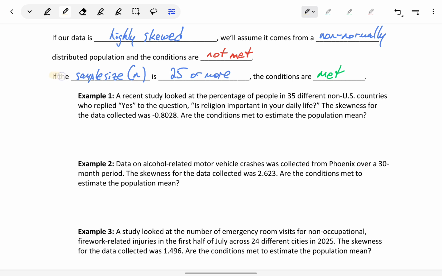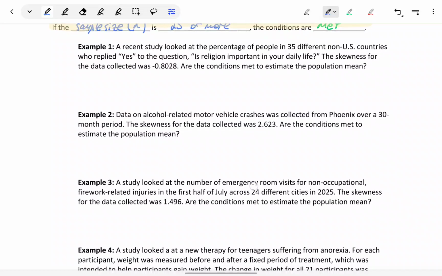Something we want to note is that this is the easier condition to verify, and it trumps whether or not our data is symmetric or skewed. As long as our sample is big enough, we can estimate means. If the sample size is small, that's when we have to rely on our measure of skewness to determine whether the conditions are met or not.